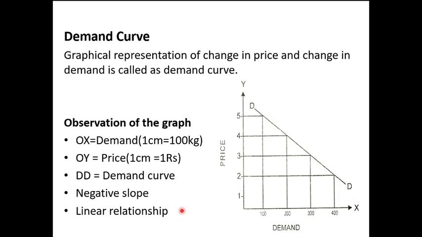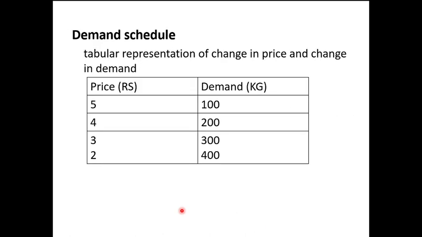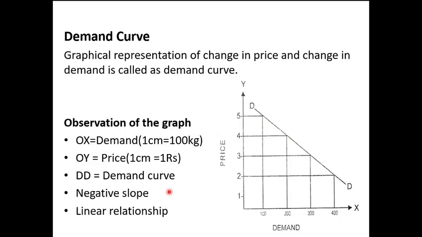See, when the price is 2 rupees, when you see the last schedule, at the last one the price is 2 rupees, it is 400; at 3 it is 300; at 4 rupees it is 200; at 5 rupees it is 100. As the price increases, you can say demand decreases. So we'll see the same thing here. When the price is 2 rupees, how much is demanded? It is demanded 400. So according to the law, when the price is low, demand is high.